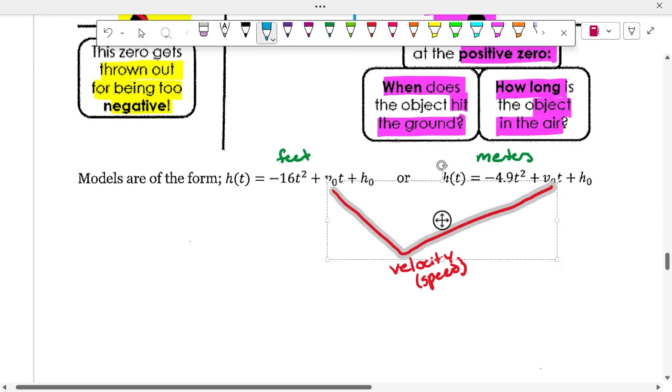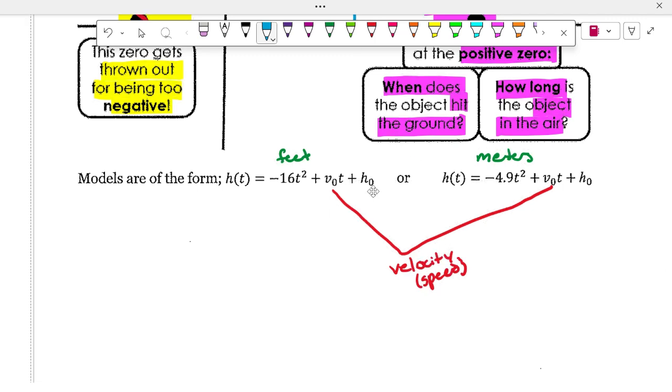Now, we know that C value is going to represent what? What's that C value going to represent? The initial height. Here's my question. Does anyone know what those constants for the A value represent?